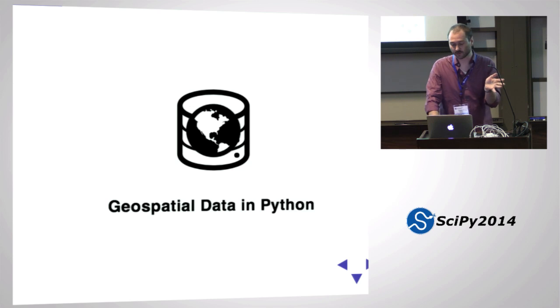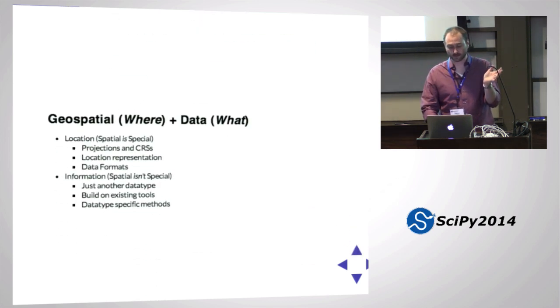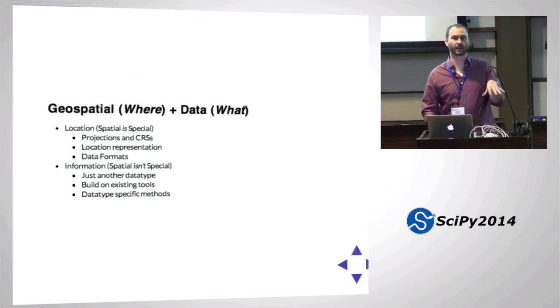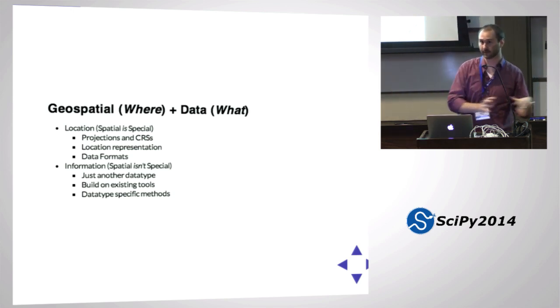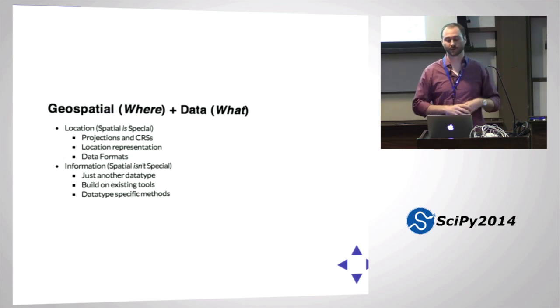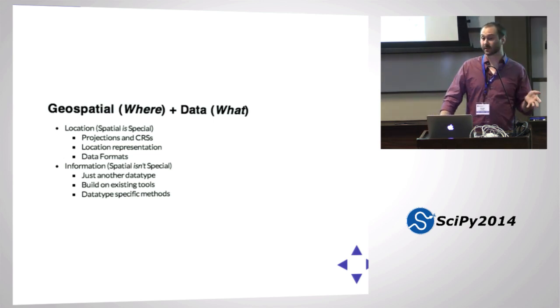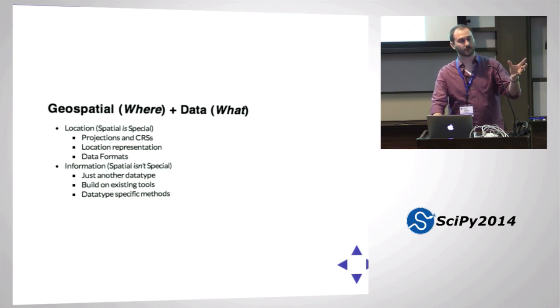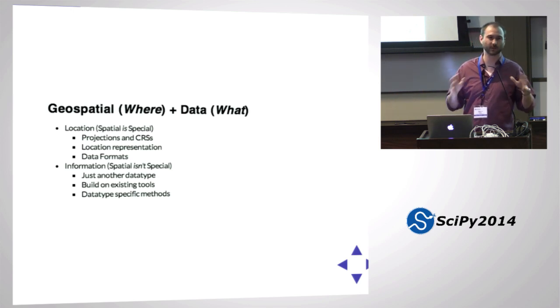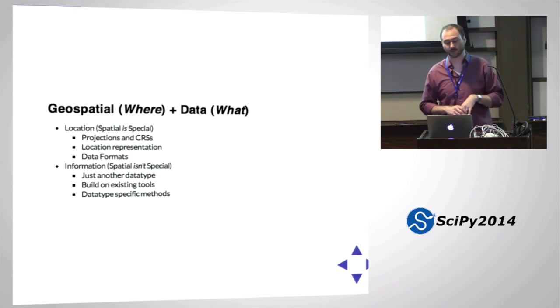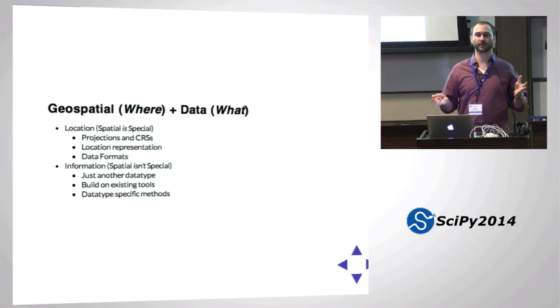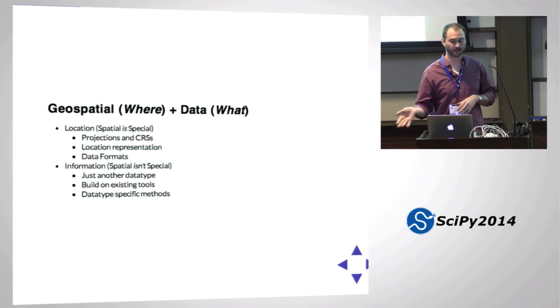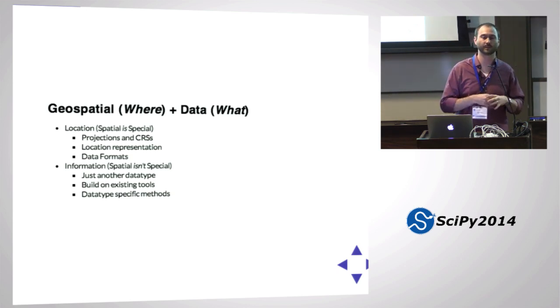So today I'm talking about geospatial data in Python. I'm gonna kind of break it up into geospatial and data, even though really it should be geospatial data and then more data. I'm gonna break it up into location and information, okay? Location being spatial is special and we've gotta do all sorts of special things for it. And information being spatial isn't all that special and here's just a few tools to make it easier to work with it, okay?